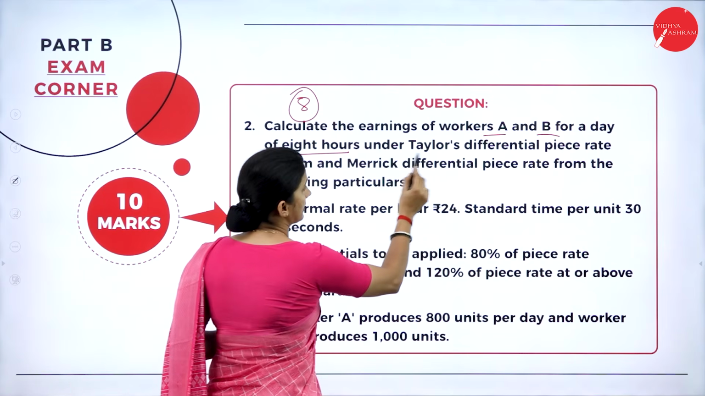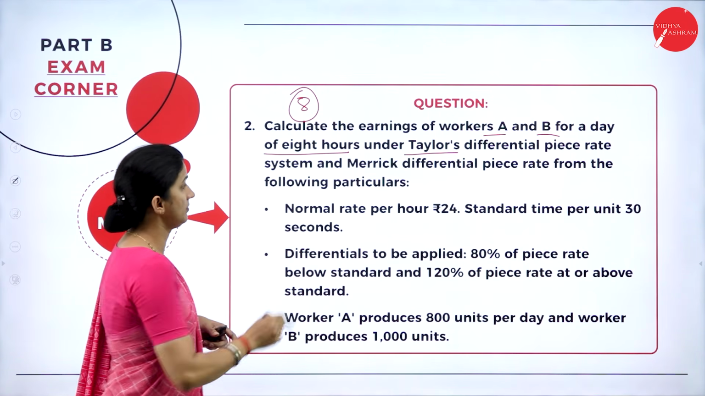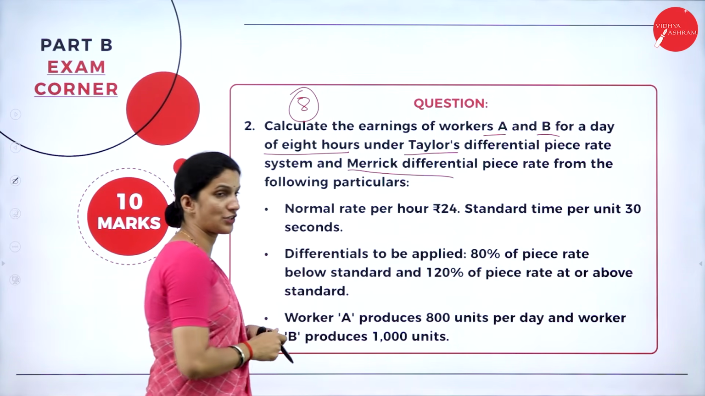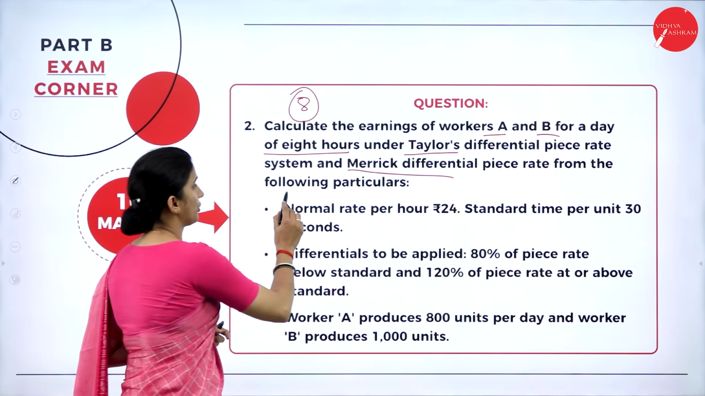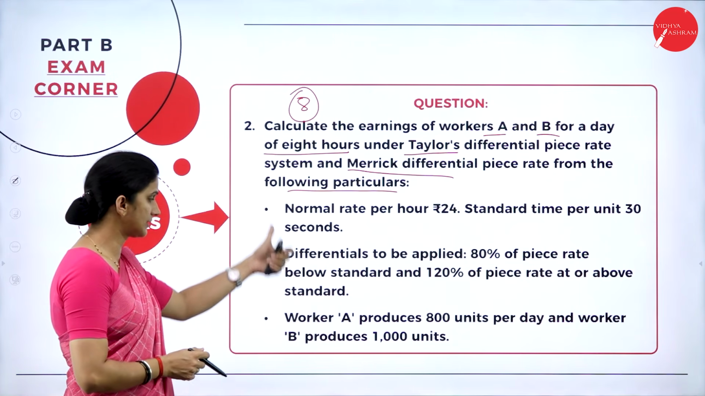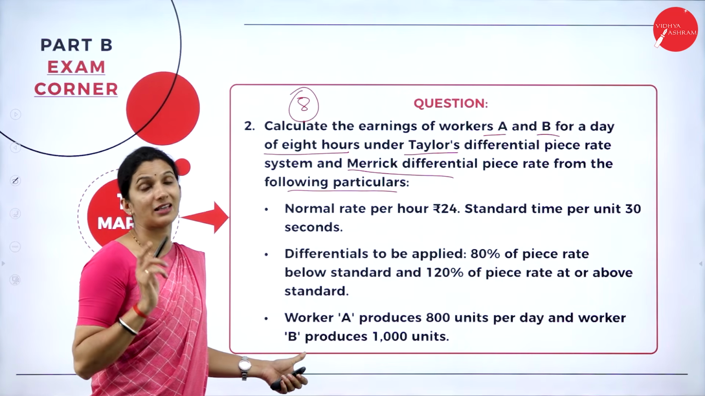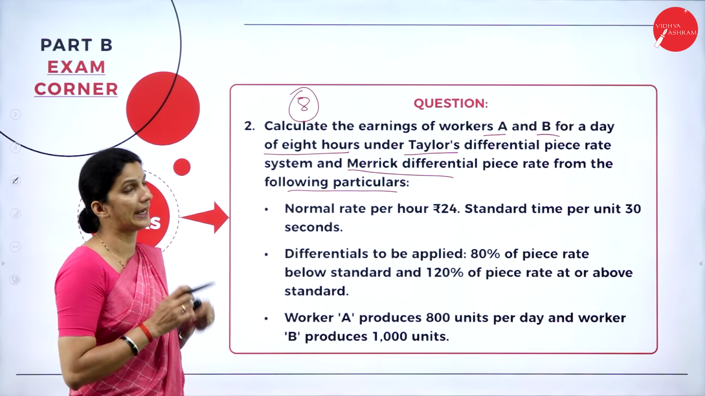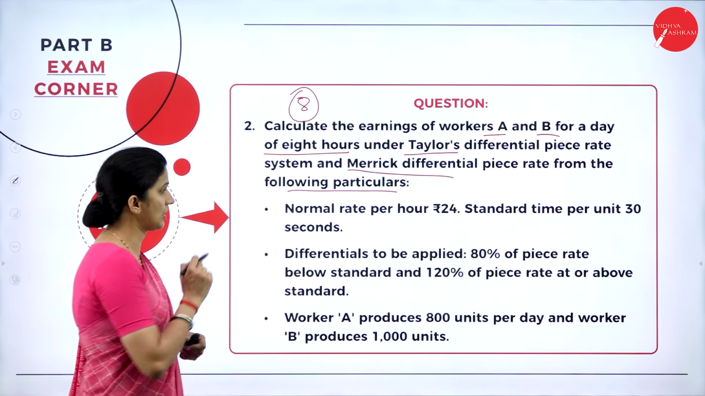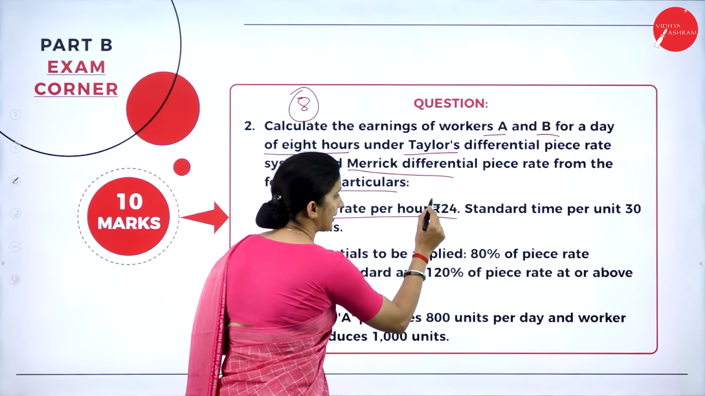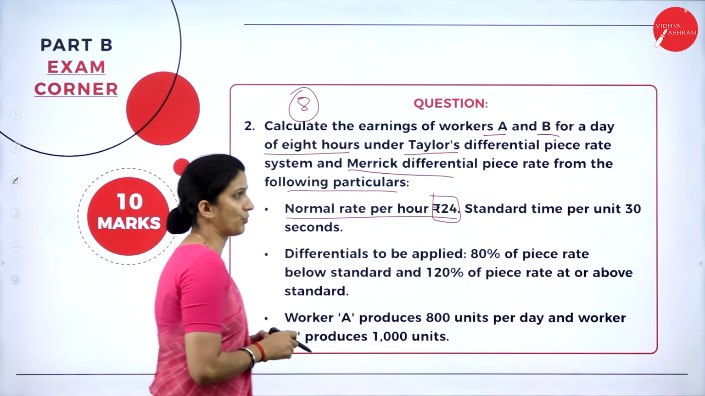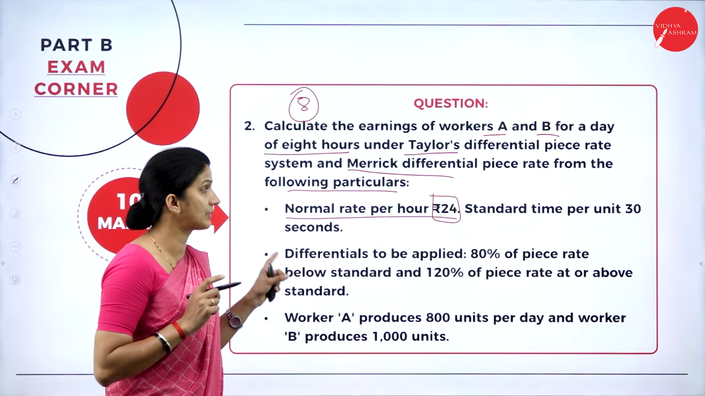Under Taylor's differential piece rate system and Merrick differential piece rate system from the following particulars. So here the details are given. From this you need to calculate what your total earnings are for the 8 hours of work. So the normal rate per hour is rupees 24. So the rate fixed per hour is 24.